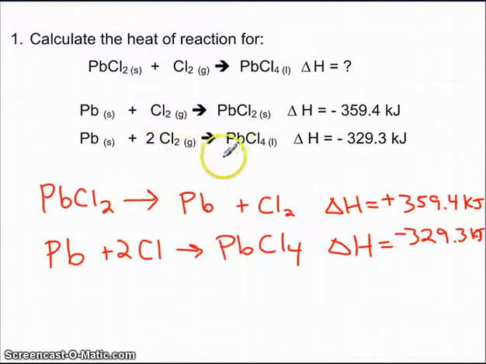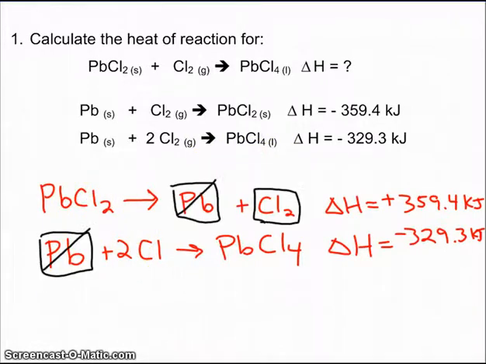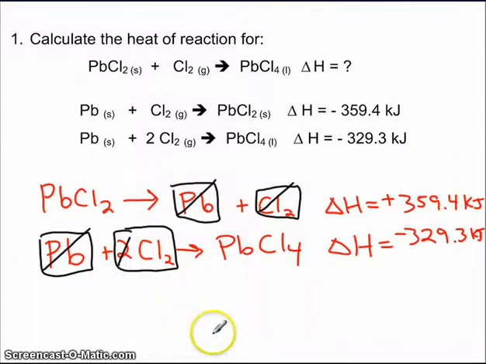In the second equation, I noticed that lead chloride here, PbCl4, is found as a product in the overall chemical reaction we're solving for. So I don't need to flip this equation. Now that we have these two equations, lead is found on the reactant side and product side, so it cancels out. 1 chlorine is found on the product side. 2 are found on the reactant side, so 1 is left over.